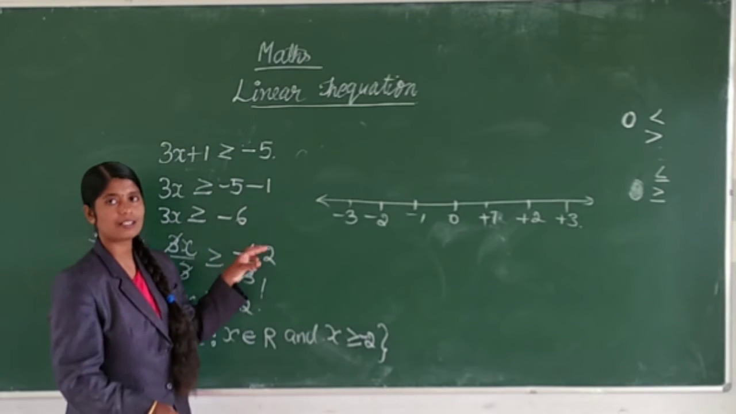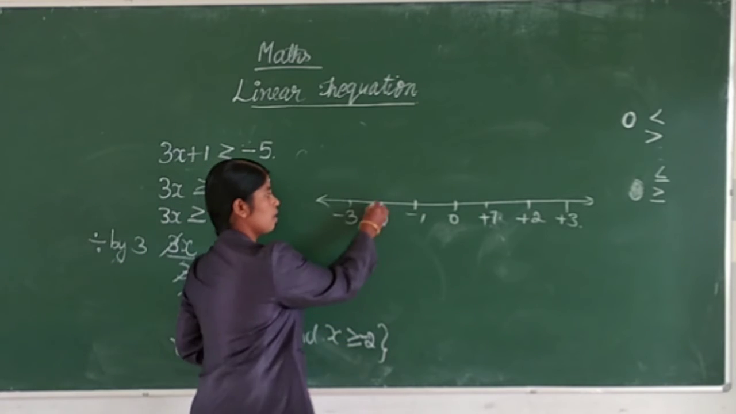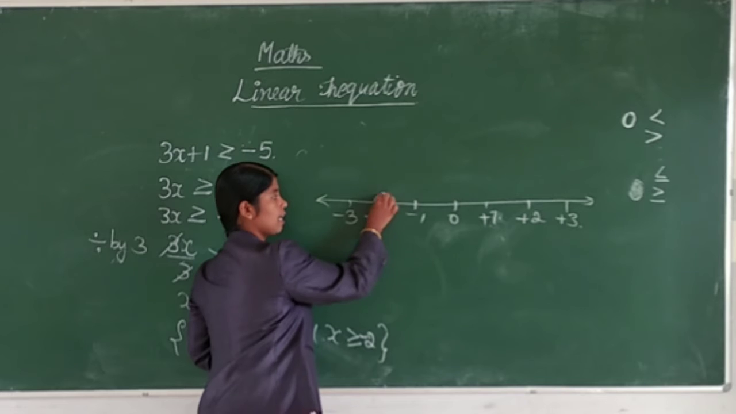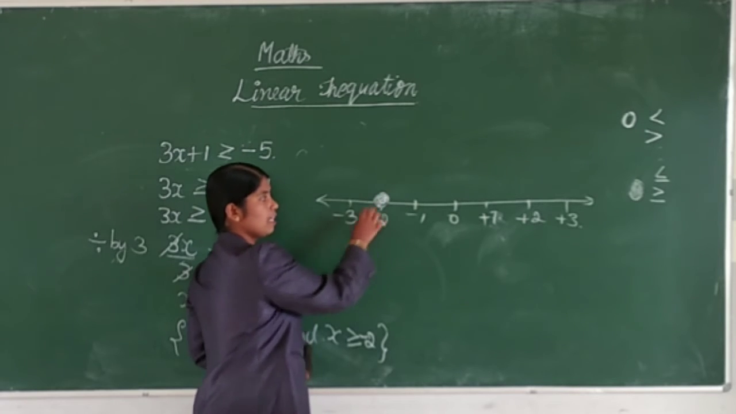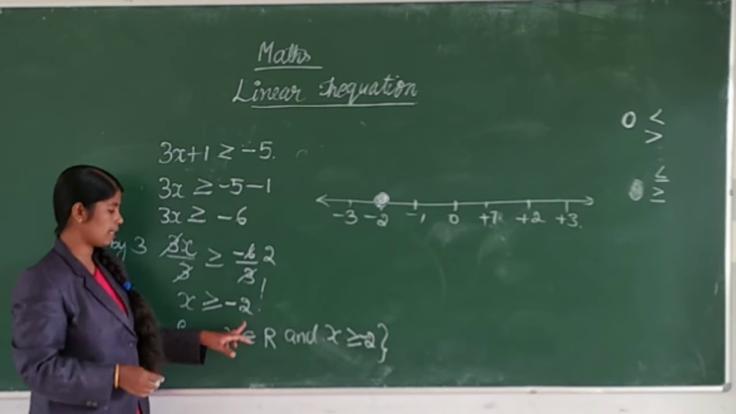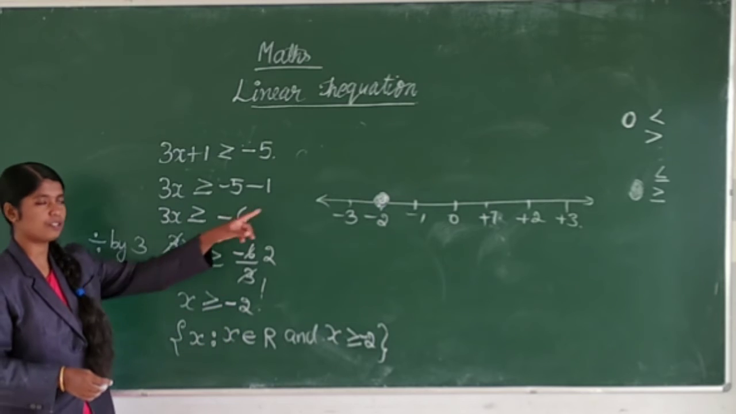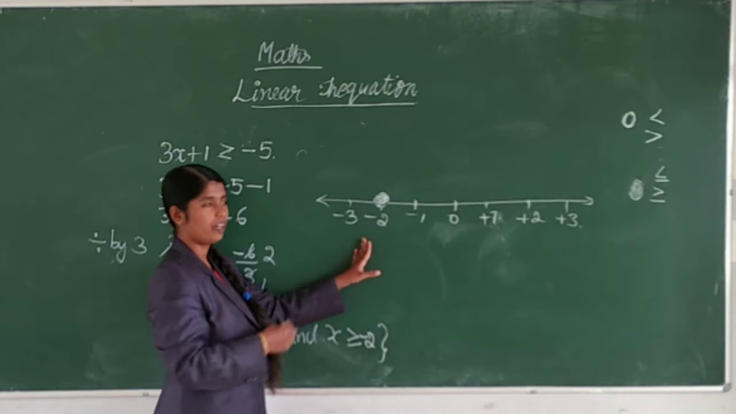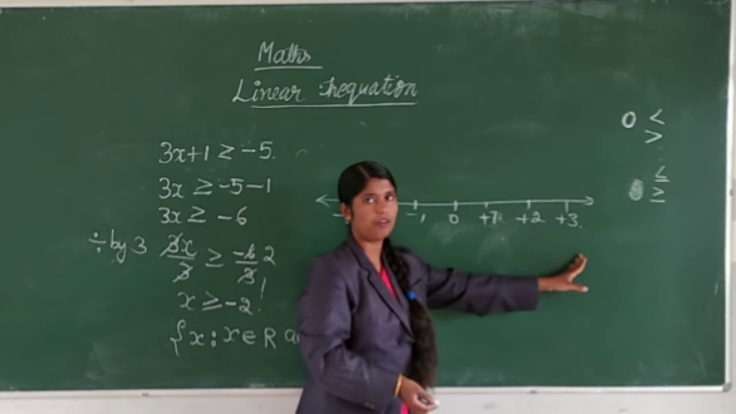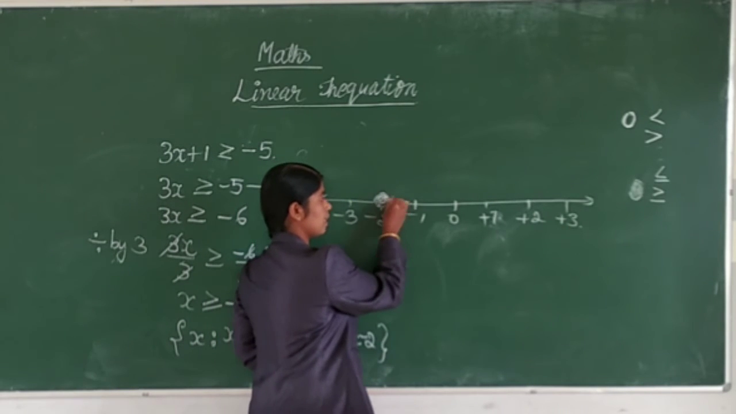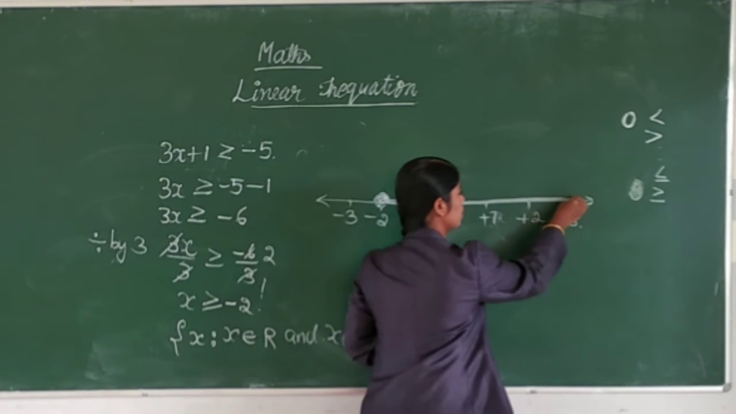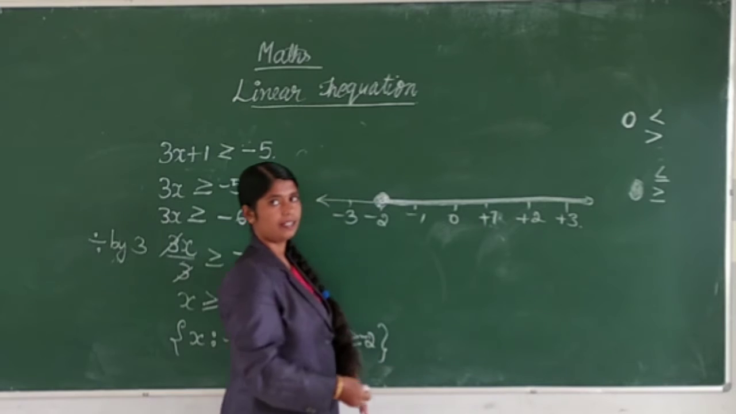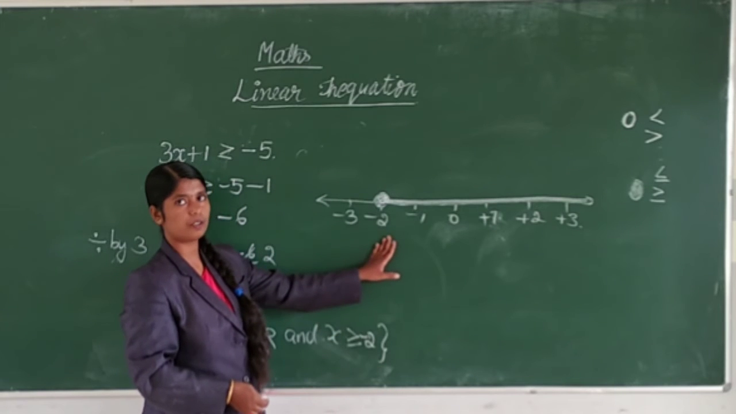Here one more condition is greater than or equal to. Then we should draw a circle with shade inside, not a hollow circle. When there is a greater than or equal to symbol, it should be shaded. Minus 2, greater than or equal to, so I have shaded it. Since it is greater than, you have to move forward. Draw a line on the top till the end. Like this you have to draw.